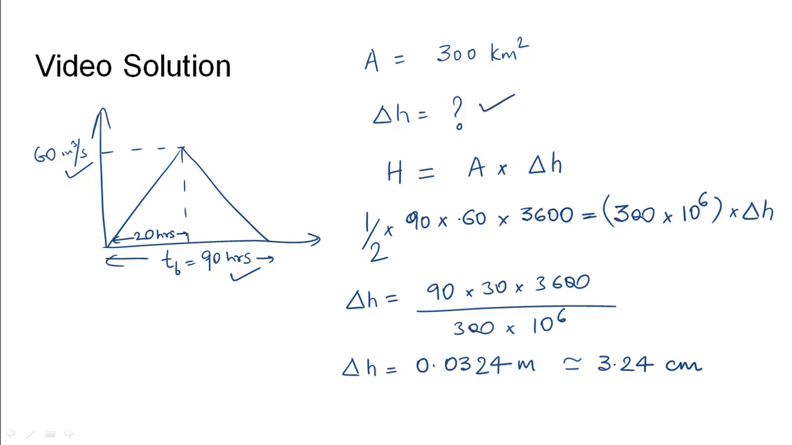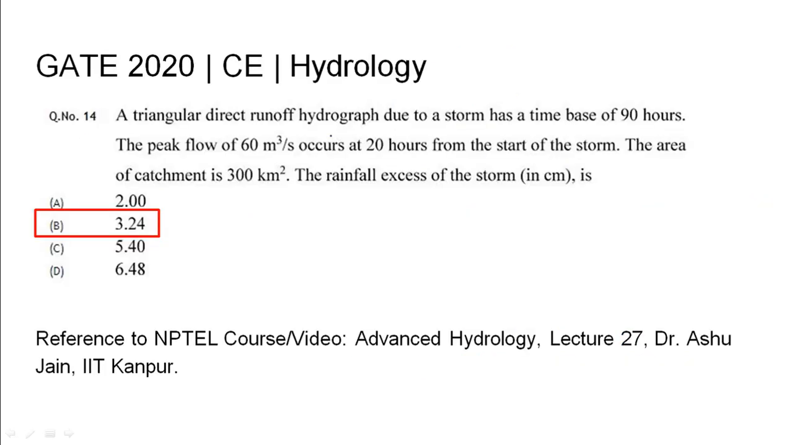This was determined using the relation that the area under a hydrograph is equal to the total runoff volume for the storm event. So a triangular hydrograph was given whose base period and peak flow were known, the area of the catchment was given, and the rainfall excess was determined as 3.24 centimeters, which is option B.